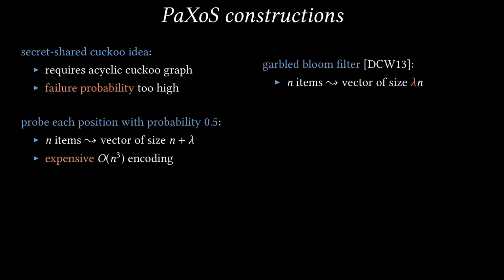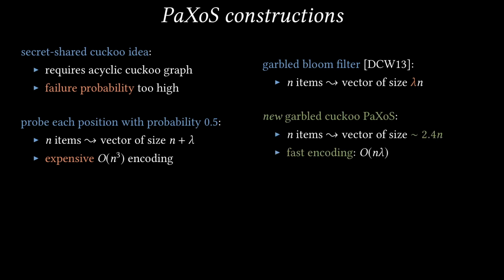Previously, Dong, Chen, and Wen proposed a data structure called a garbled Bloom filter. It's similar to what I described earlier, but instead of only two probes per item, there are lambda probes, where lambda is a security parameter. Unfortunately, garbled Bloom filters require the encoded vector to be lambda times larger than the size of the items.